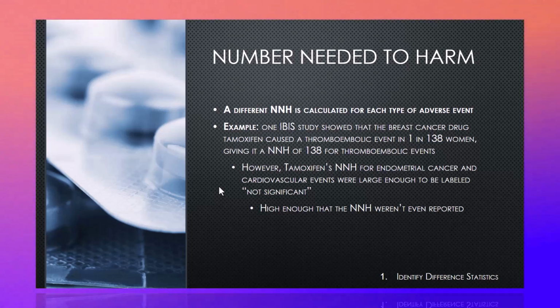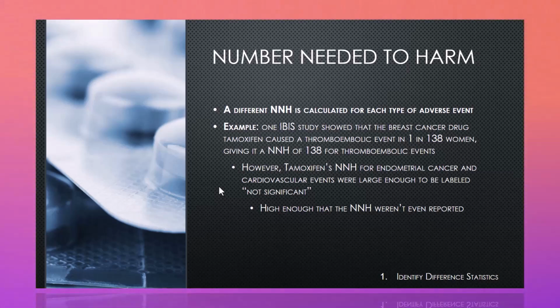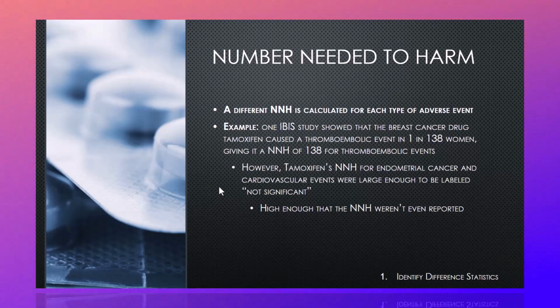So this study showed that breast cancer drug tamoxifen caused a thromboembolic event in 1 in 38 women, giving it an NNH of 138 for thromboembolic events. There were also other adverse events calculated, tamoxifen's NNH for both endometrial cancer and cardiovascular events. Now, those values were high enough that the NNH was not even reported. But as you can see, the thromboembolic event was calculated separately from endometrial cancer, separate from cardiovascular events.